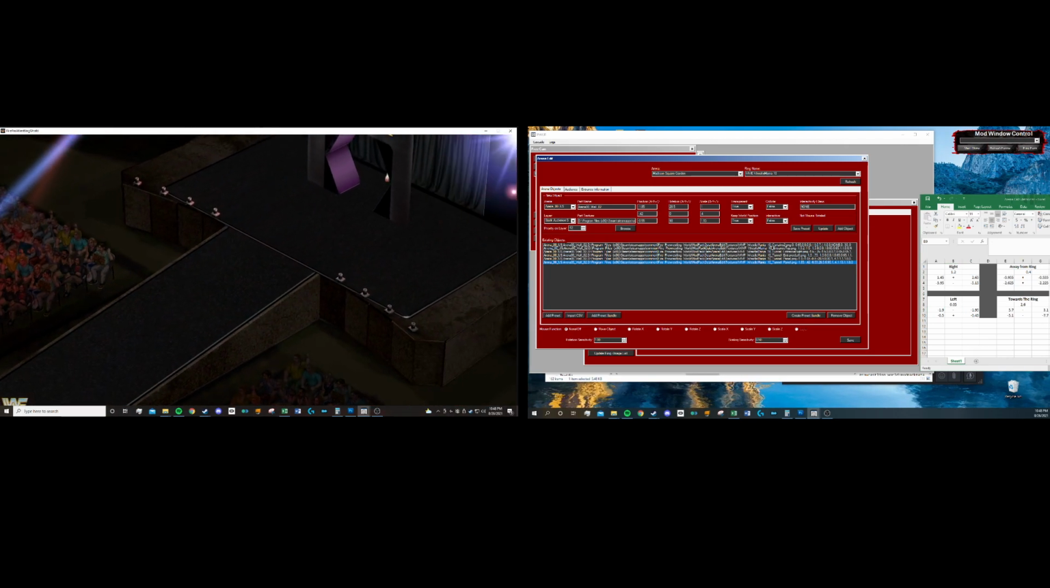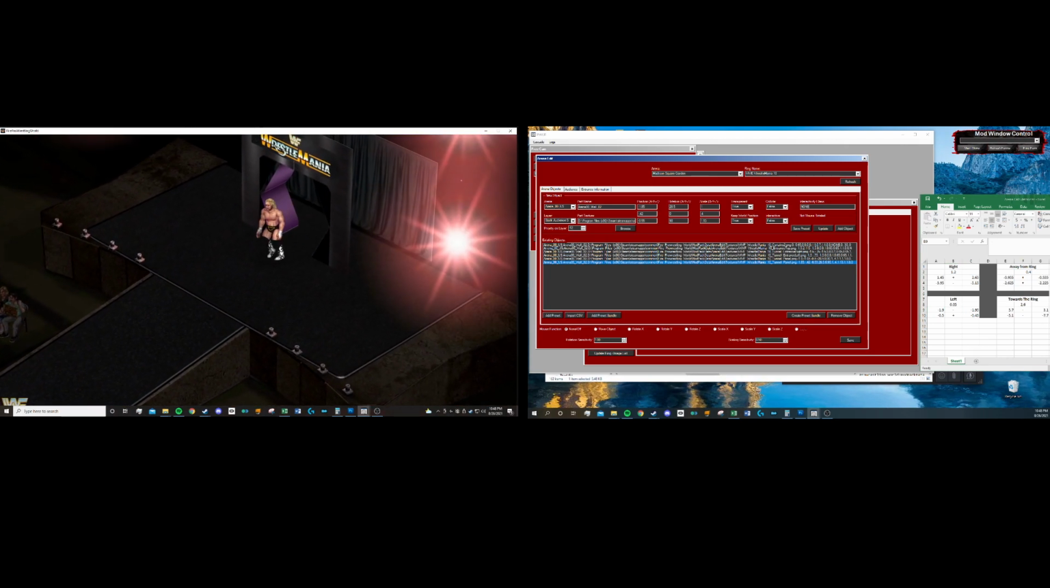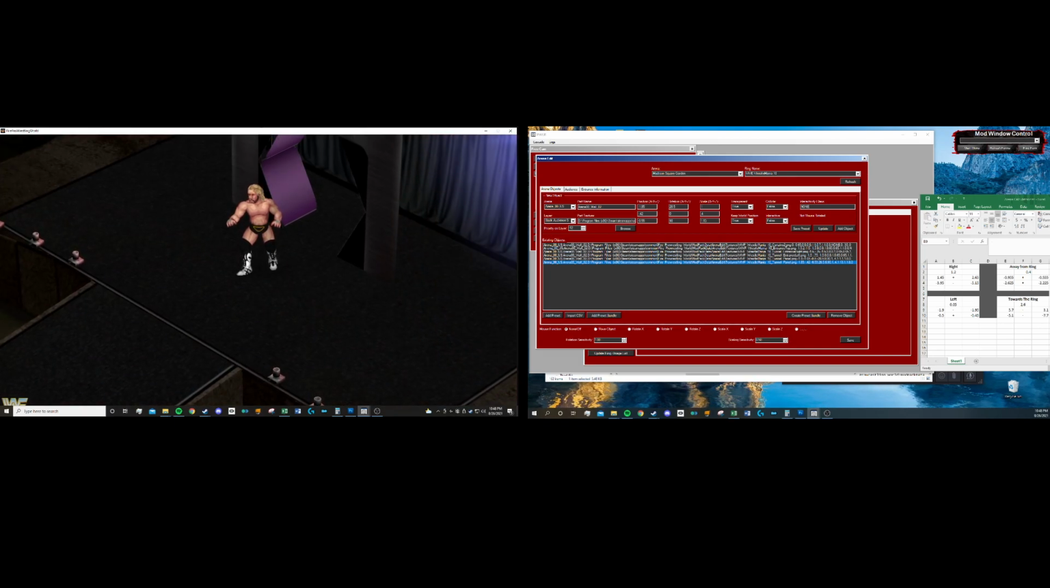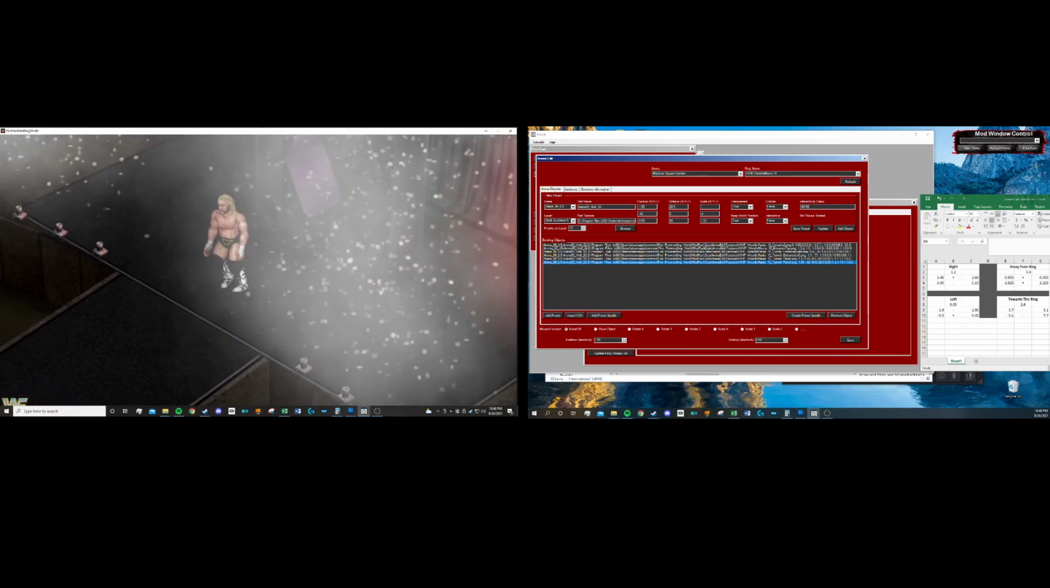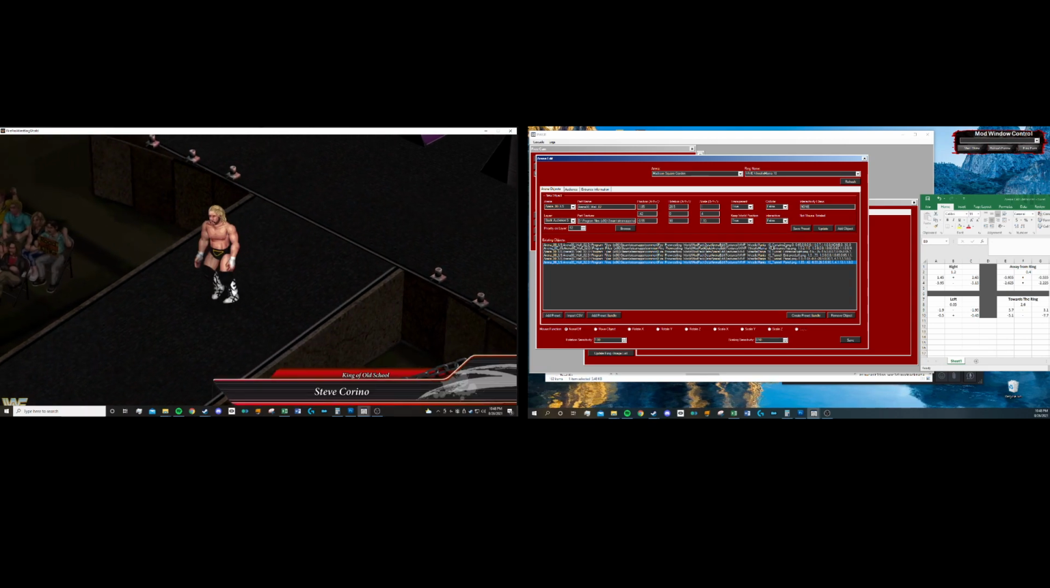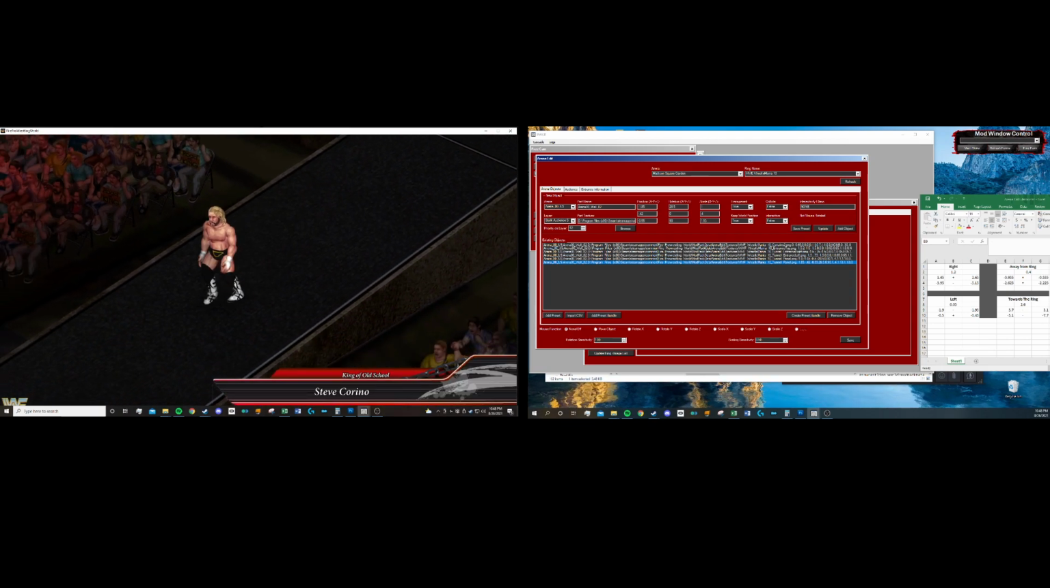Let's check out this entrance. It's starting to look pretty good. So it's taking shape.